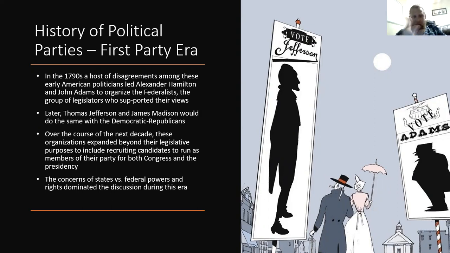So then later, Thomas Jefferson and James Madison would create the Democratic Republicans, again known as Jeffersonian Democrats or Jeffersonian Republicans, or more commonly anti-federalists.